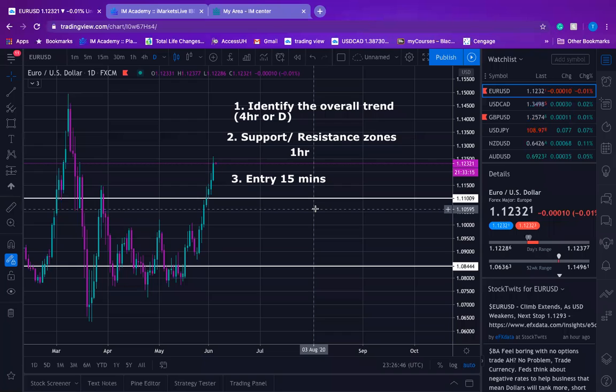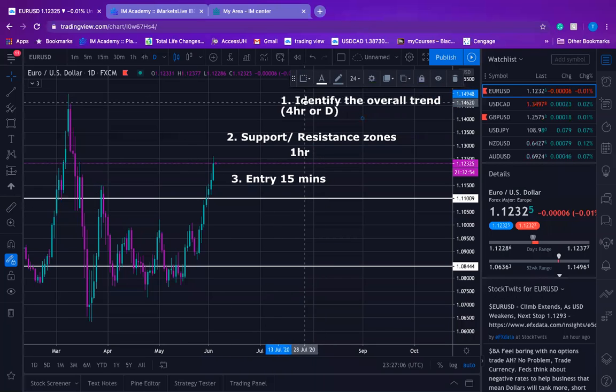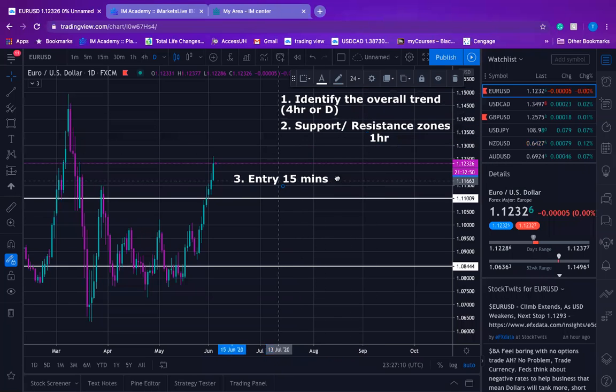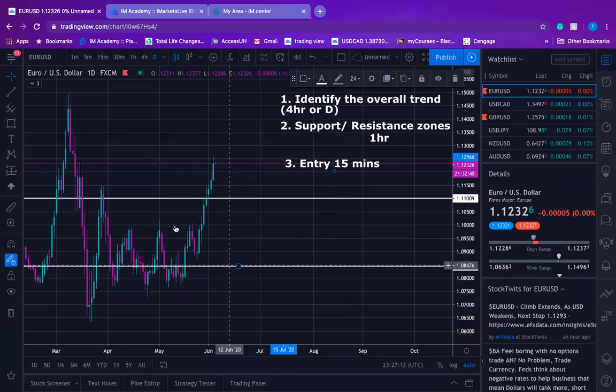The entries are where we get in the market. Once we do the 2 steps before that and identify all that stuff, then we get in the market. So it's just 3 steps. Don't complicate it, don't make it difficult. We're going to apply these 3 steps, because if we don't apply them, we won't learn anything.